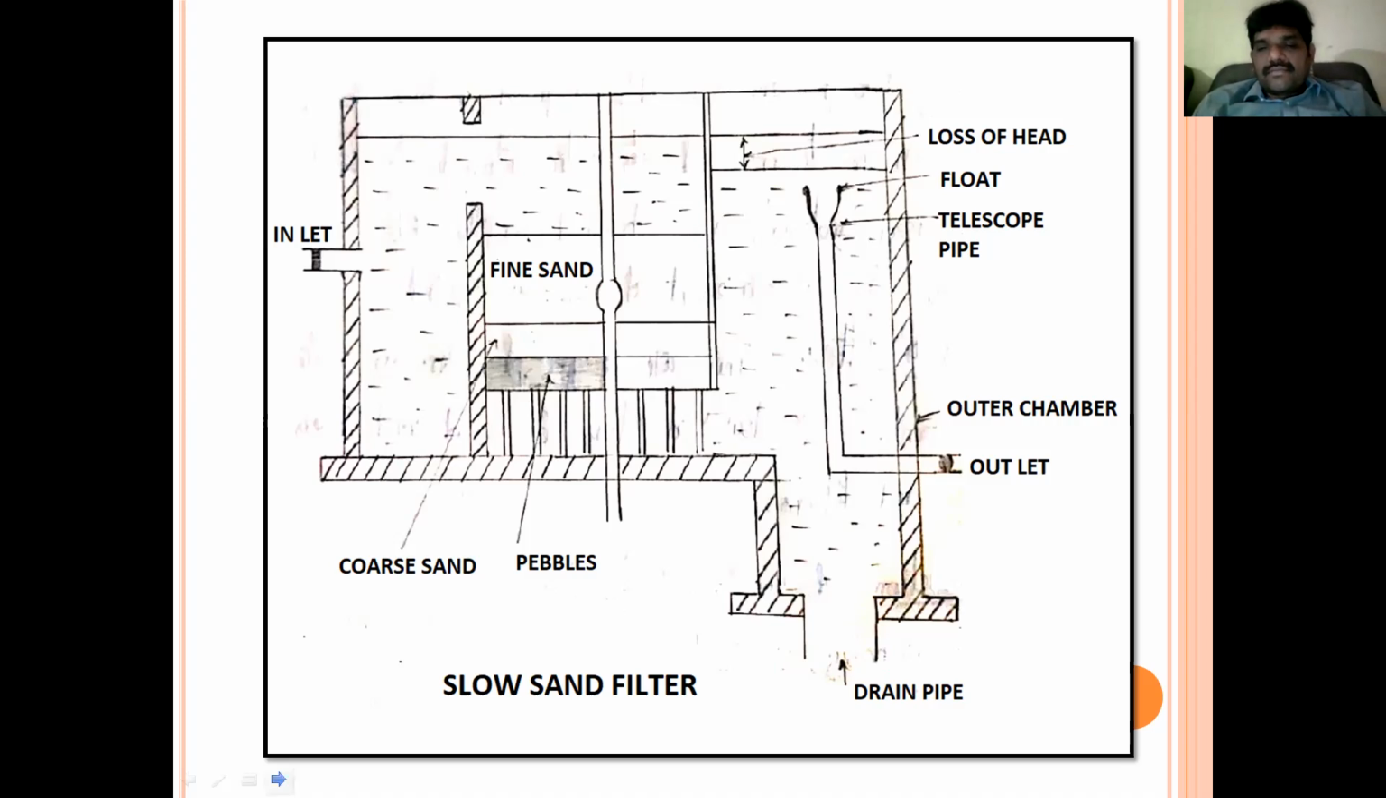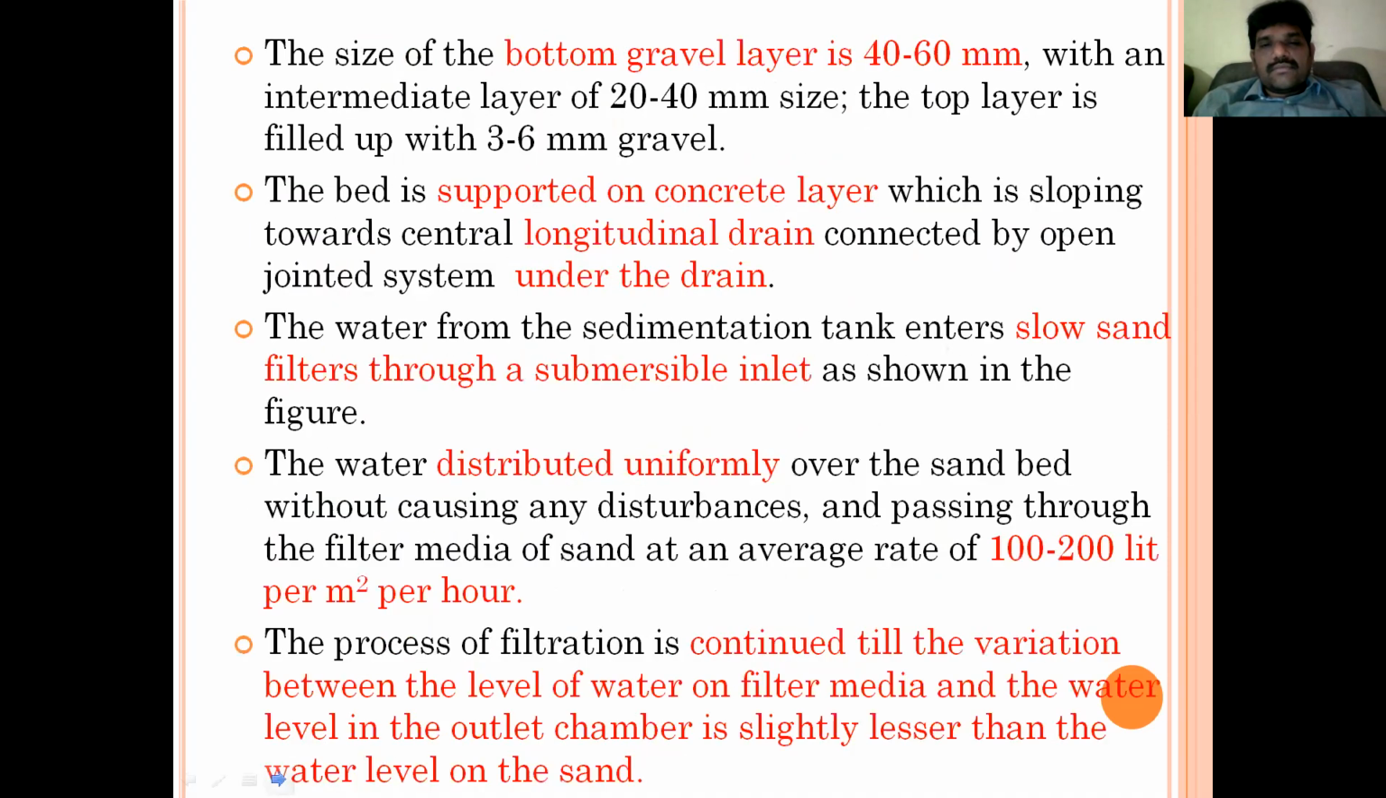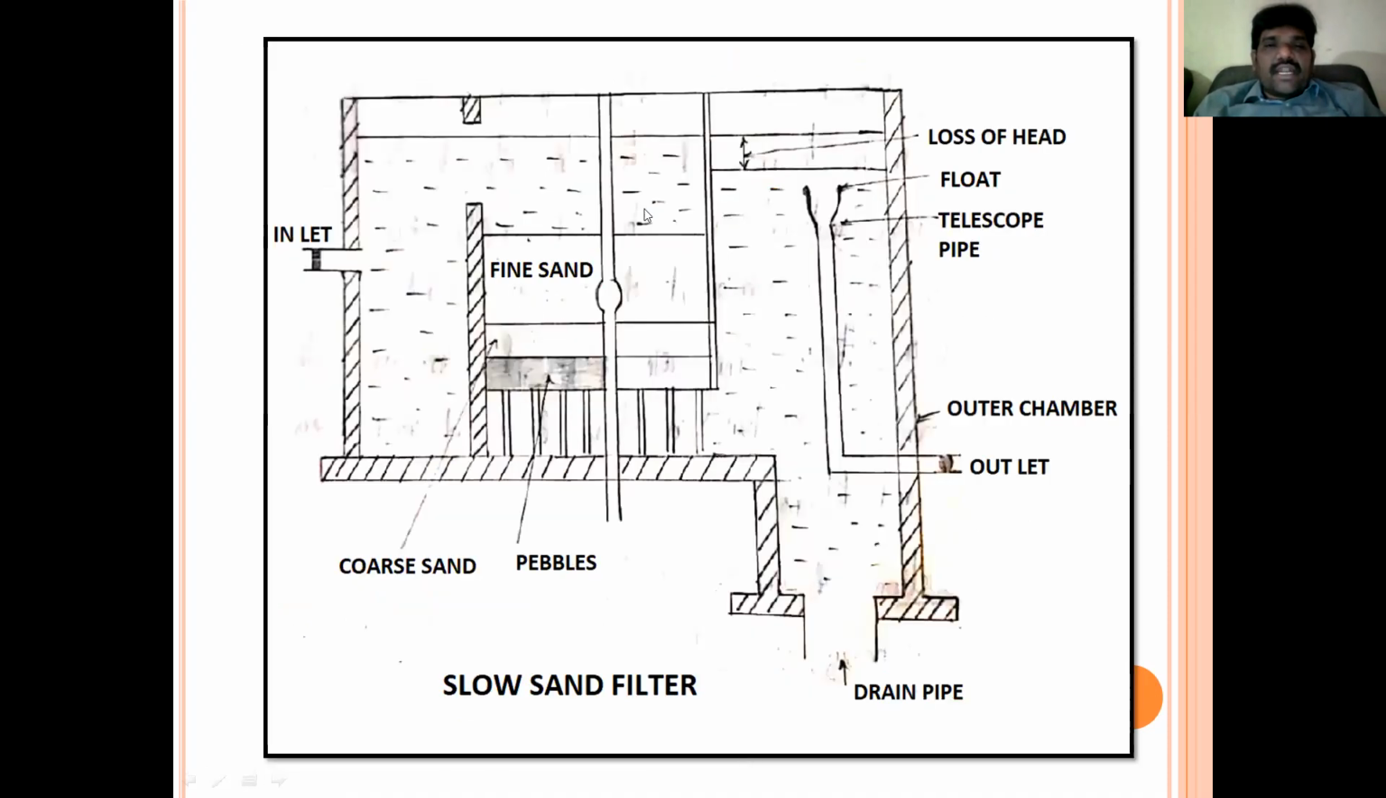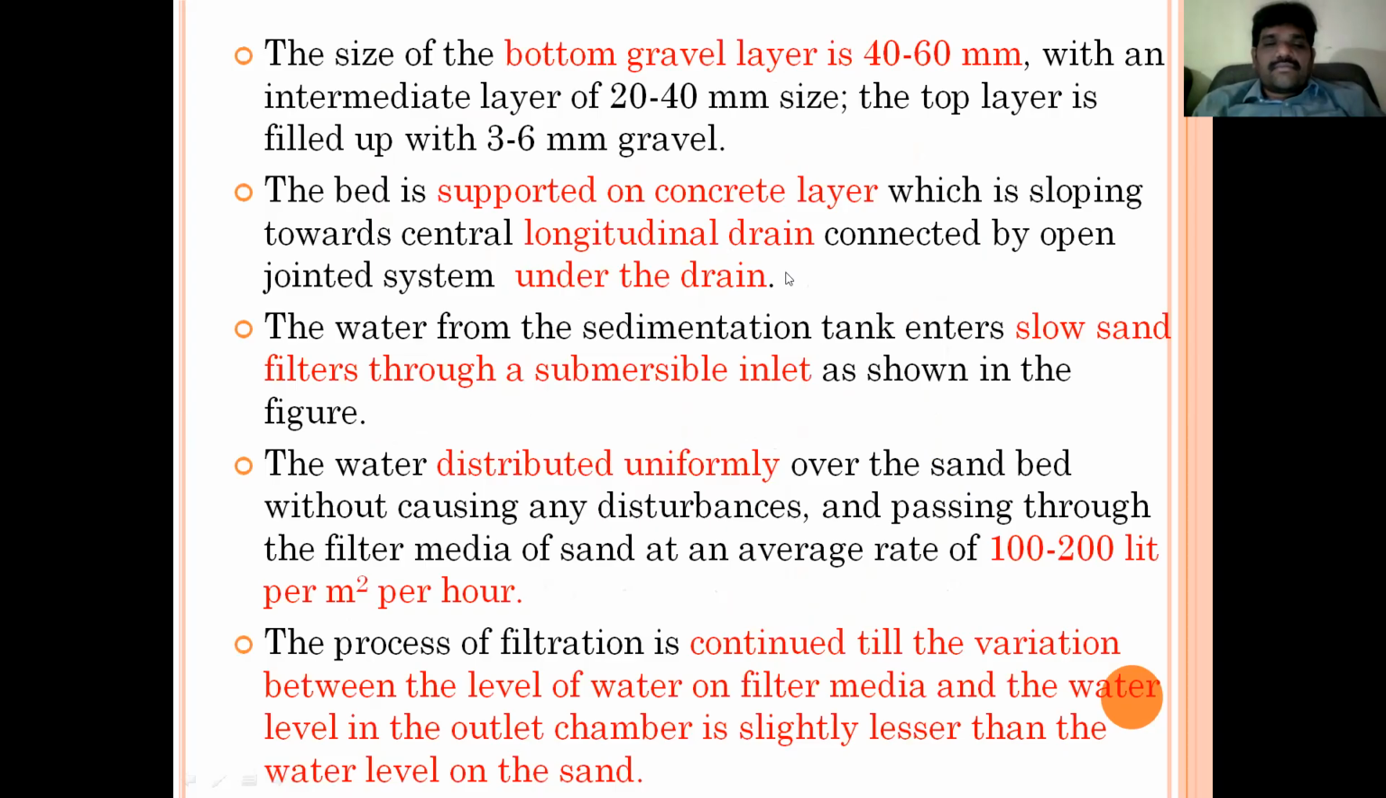See here, the water is distributed uniformly over the sand bed without causing any disturbance and passes through the filter media of sand at an average of 100 to 200 liters per square meter per hour. That is the efficiency of slow sand filters. The process of filtration continues till the variation between the level of water on the filter media and the water level in the outlet chamber grows. The level in the outlet chamber is slightly lower than the water level on the sand.